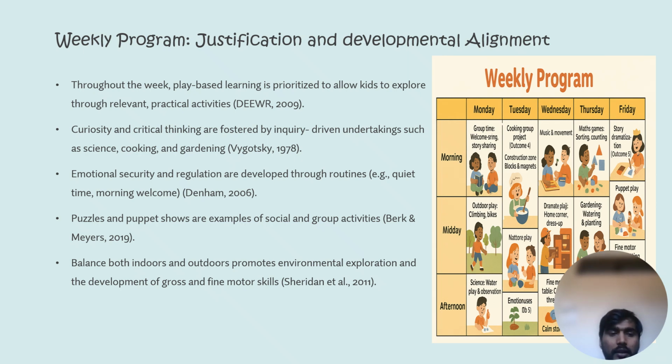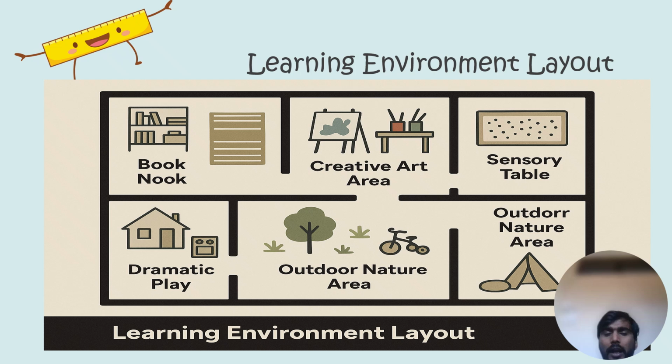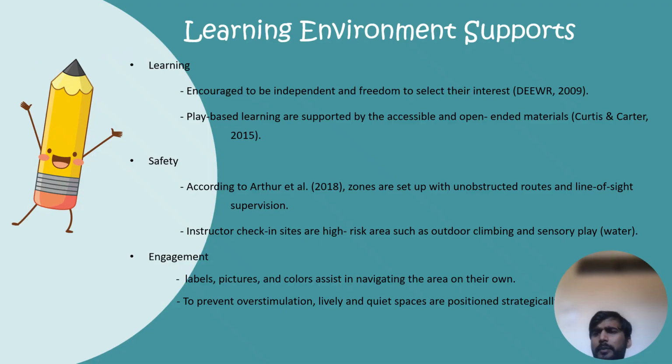For the learning environment layout, we can see a layout that shows a book nook, creative art area, sensory table, dramatic play, and outdoor nature area. Our learning space is organized into key zones. Children are encouraged to move freely and make choices based on their interests. We use visual labels and open shelving to support independence and navigation.